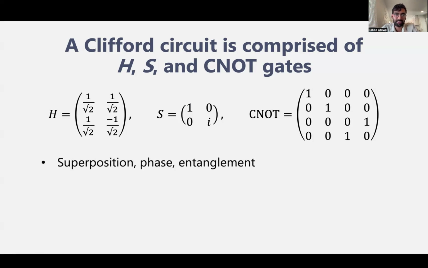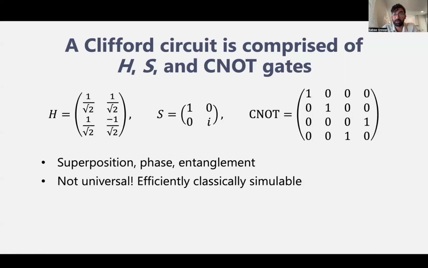For one, they can exhibit quantum phenomena like superposition, phase, and entanglement. But on the other hand, they're not universal. Evolutions of Clifford circuits can be efficiently classically simulated. This is the Gottesman-Knell theorem.